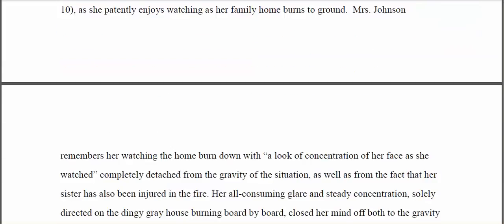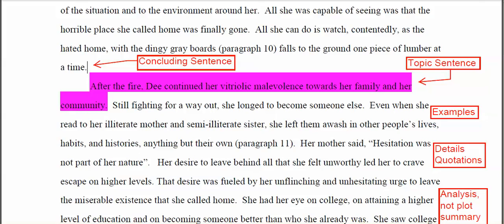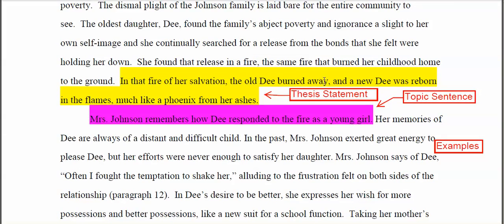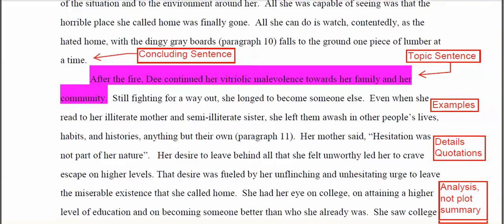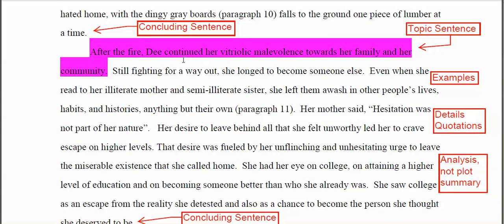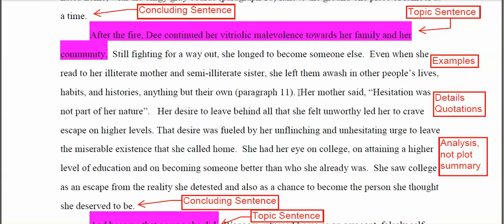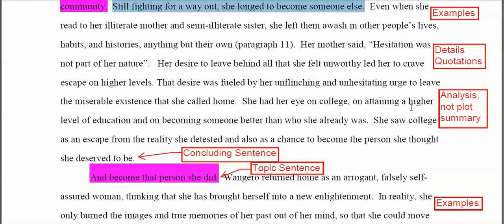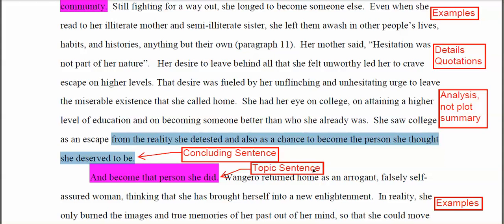Okay? Now it's time for your second topic sentence. In her thesis statement, she says that she was going to discuss how the fire burned the old Dee away. So we move down to the second body paragraph. We talked about the old Dee, and she's going to discuss how she burned her up in the fire. Notice, before she started quoting, she gave several examples here. This is from her thoughts, and then she started to quote. She analyzed. She didn't just retell the story. She gave me her ideas. And at the end, she included a concluding sentence.